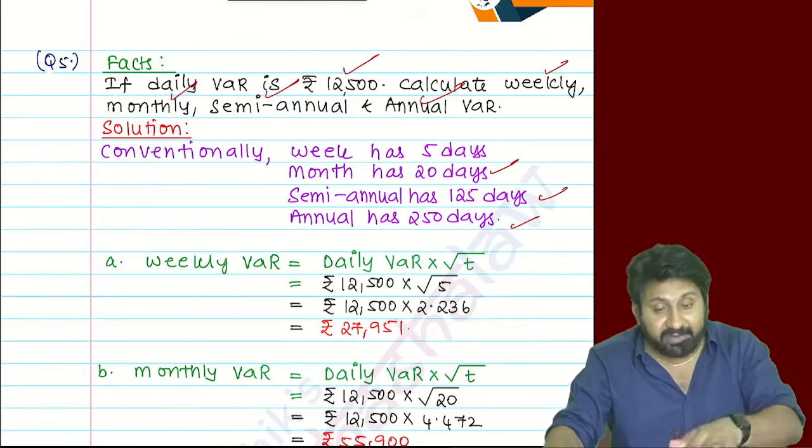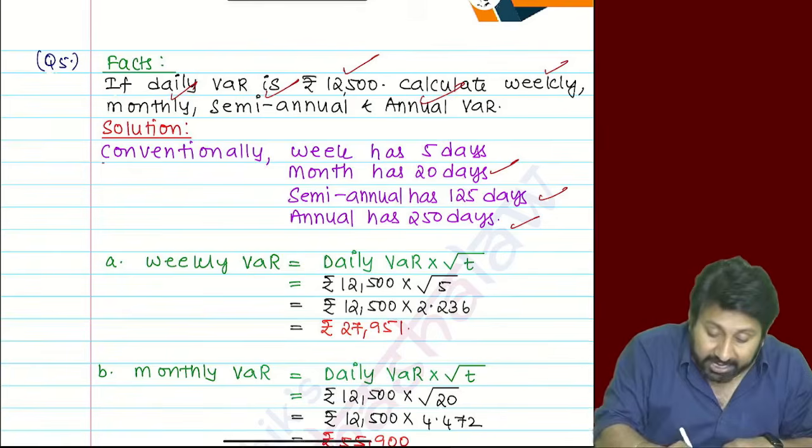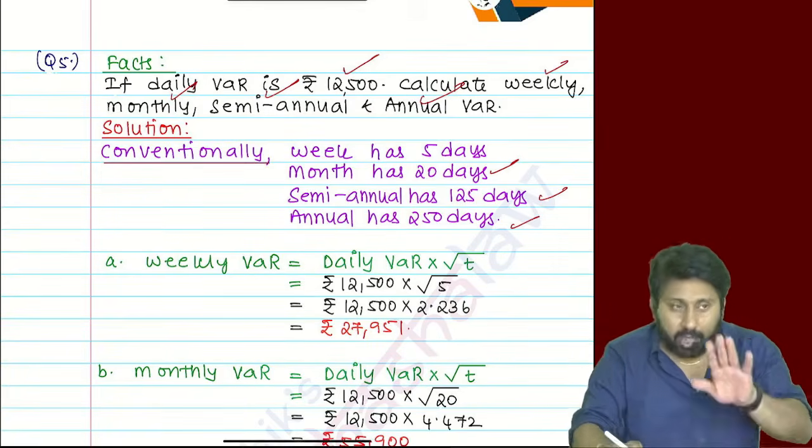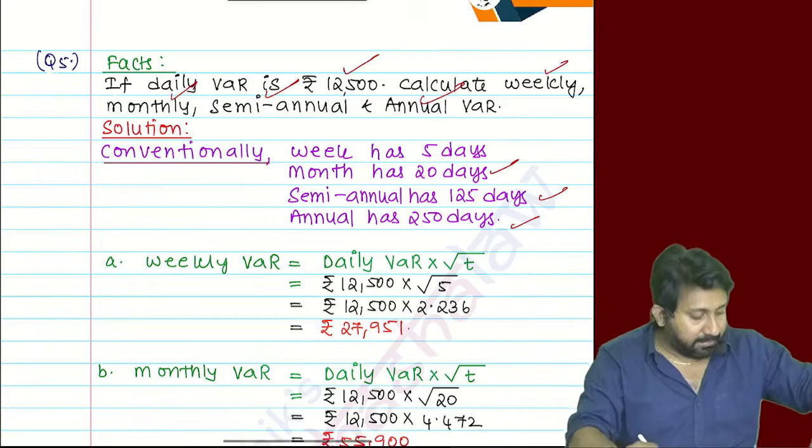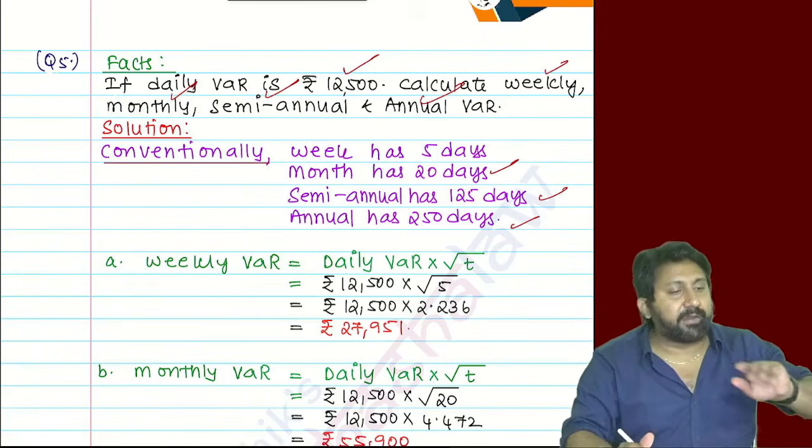If nothing is given, these are the convention. That's why conventionally I have written. Normally, traditionally, this is the number. But if they give separately another number, now follow that.